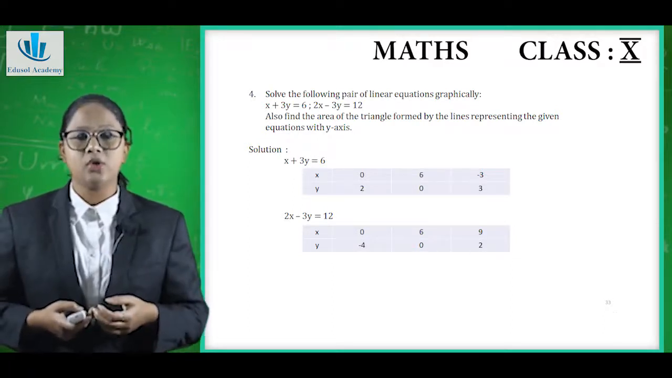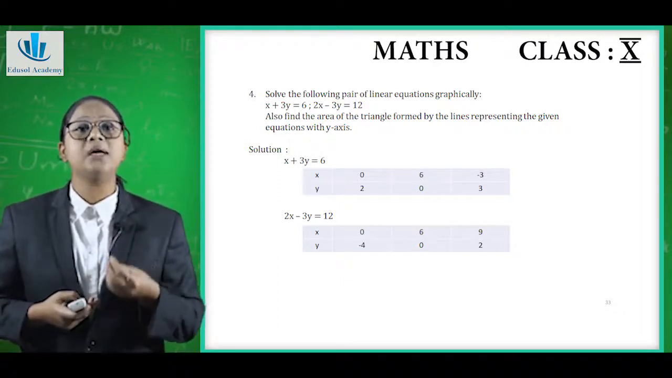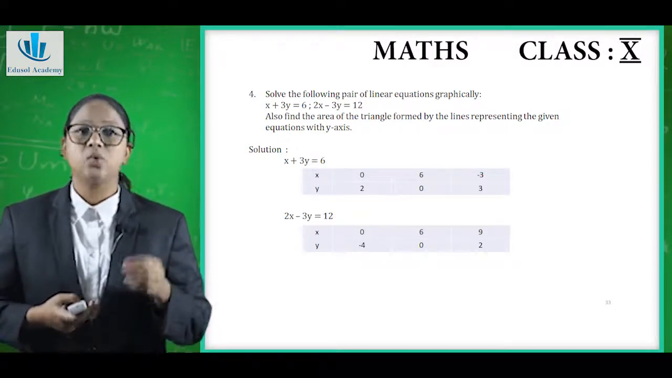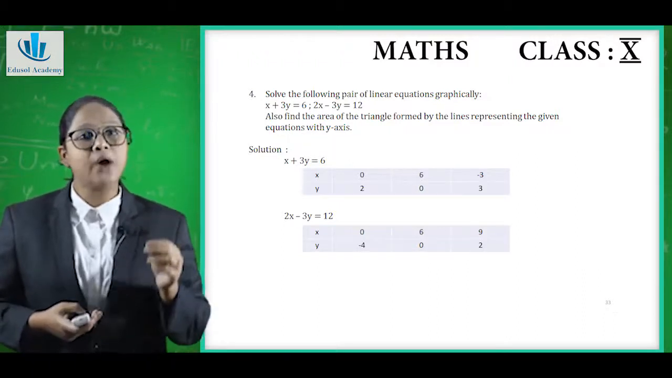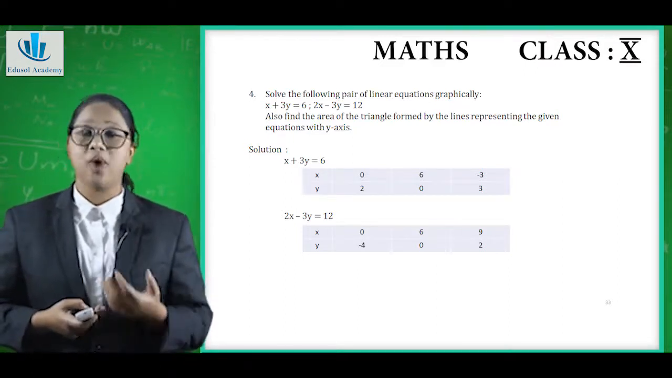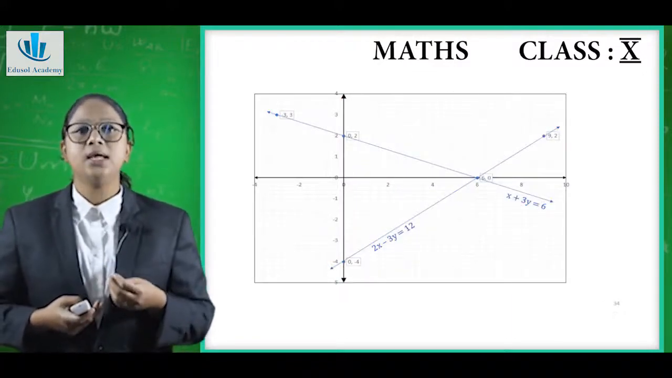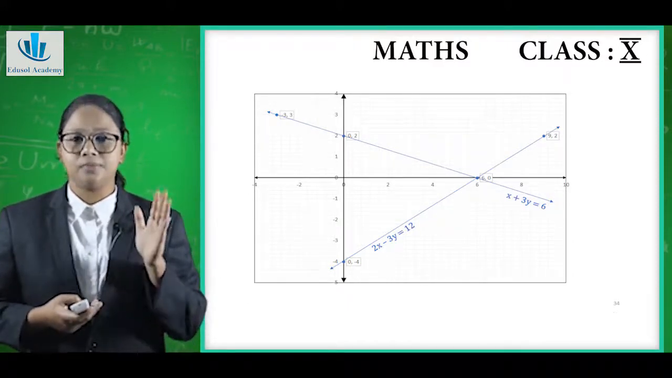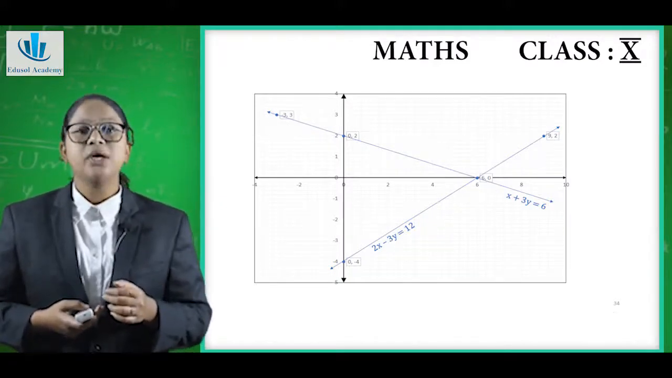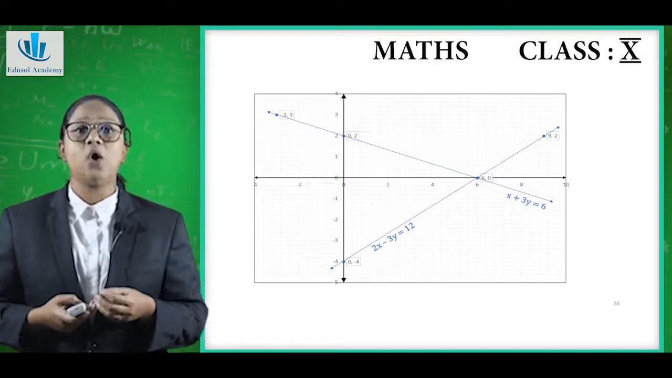So we plot the graph and they have asked us to find the area of the triangle formed by the lines representing the given equations with the y-axis. So we are not just asked to plot the graph, we have to find the area of the triangle formed by the lines representing the given equations with the y-axis. So this is how the graph would look like, and we can see that a triangle is formed between 3 points, touching the y-axis at 2 points. The points are mainly 0, 2, 0, minus 4 and 6, 0. That is the triangle formed. We are supposed to find the area of that triangle.